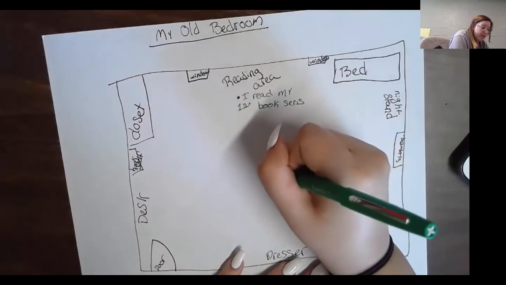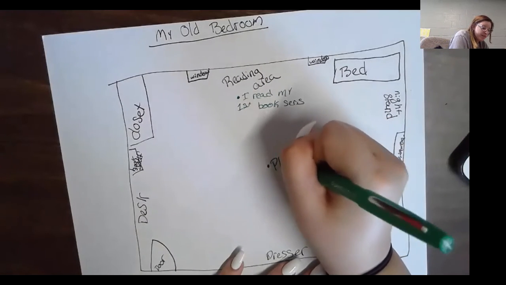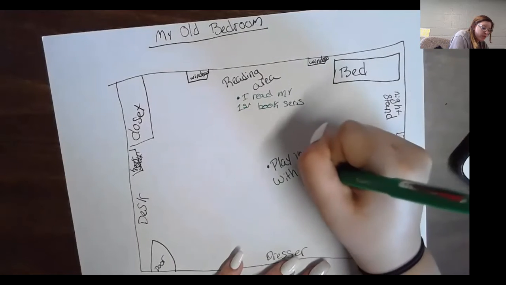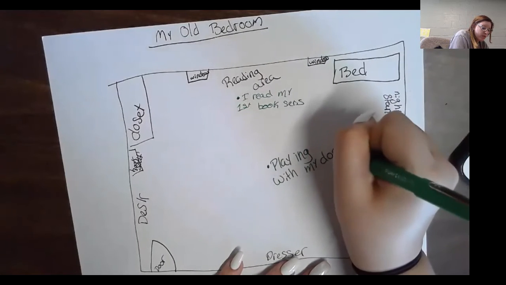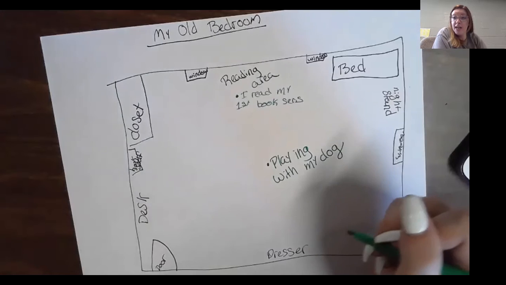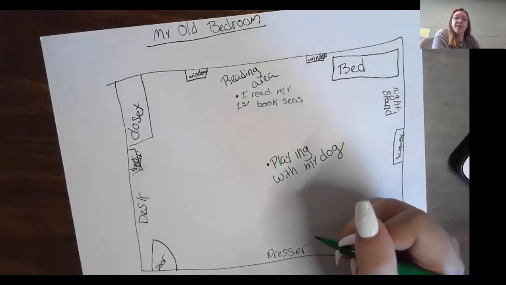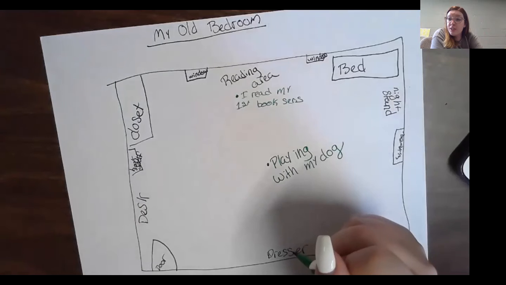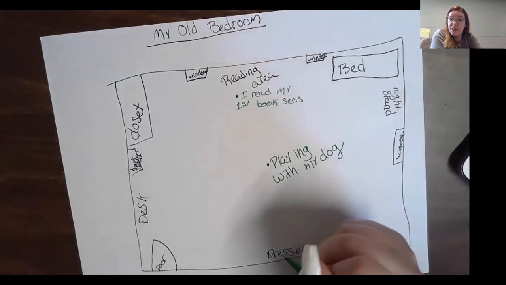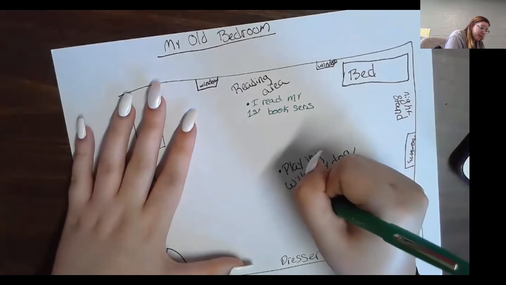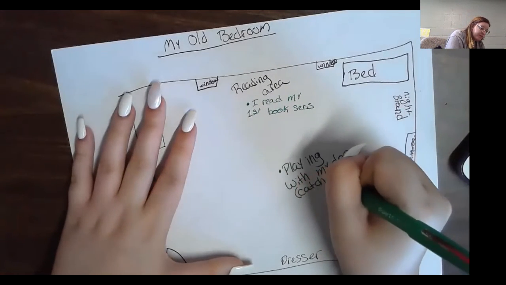All right, so I would play with my dog a lot. And there was this one time that she had so much energy that she was just running around and around and around. And that's when she first played with her tail. And so that is kind of a fun memory for me, and I can think of all the different details. So I might write, catching her tail.